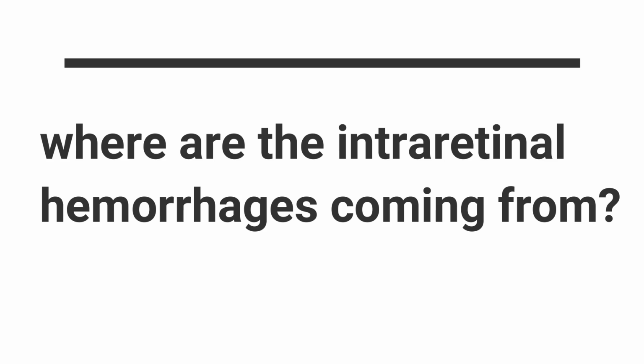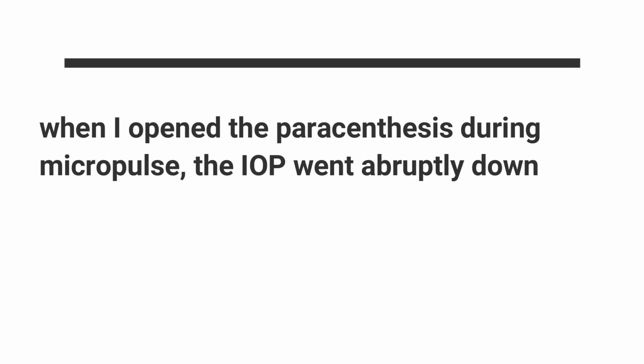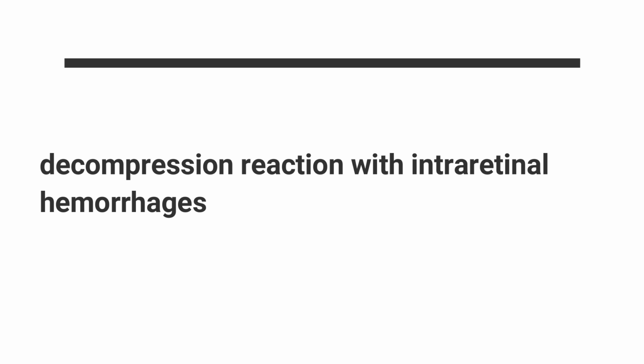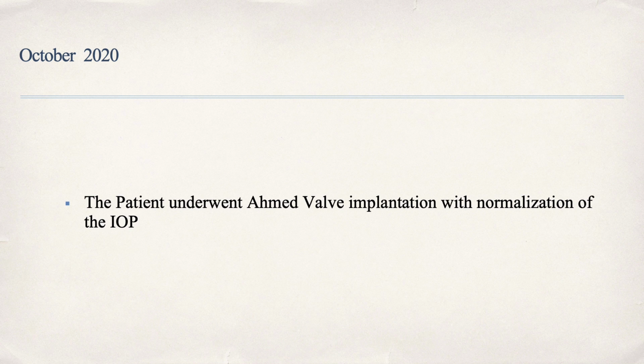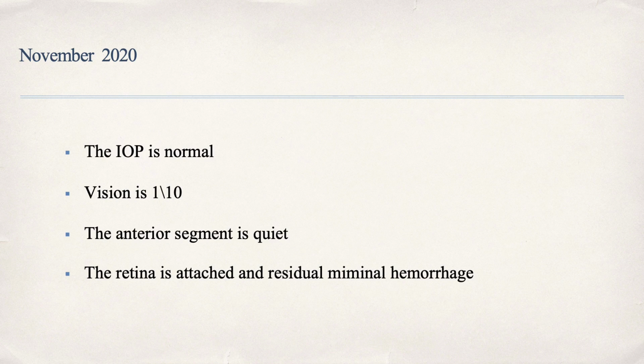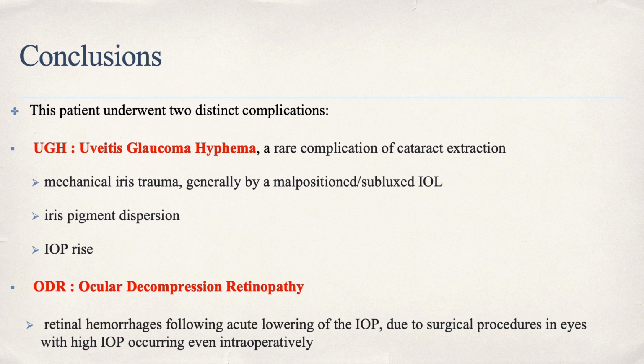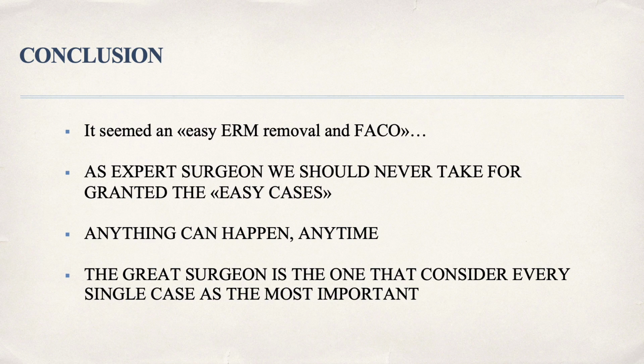So where are the intraretinal hemorrhages coming from? Well, my interpretation is that when I opened the paracentesis, the pressure went abruptly down, decompression reaction, and second complication, the ocular decompression retinopathy. Later, the patient underwent an Ahmed valve to restore the balance in the IOP. Now the anterior segment is quiet. But he had these two complications, which were fairly new to me.